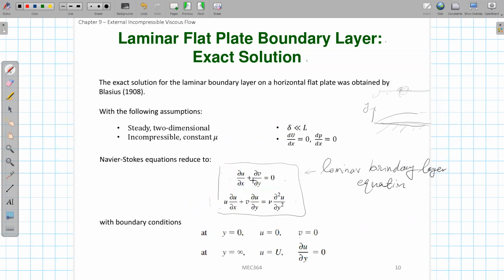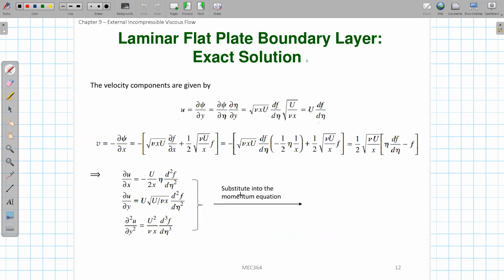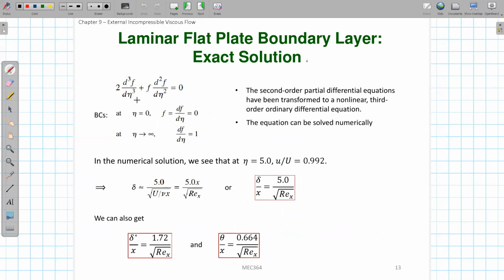You do not need to substitute into this continuity equation. Why? Because the continuity equation is already satisfied from the definition of the stream function. So this is the only thing left. Substitute all those five things into here: u, v, and partial u partial x, partial u partial y, partial square u partial y square. Substitute everything into the momentum equation, and this is the final result you get.